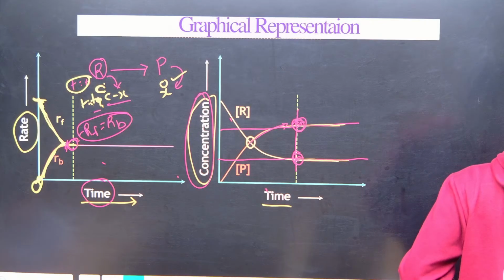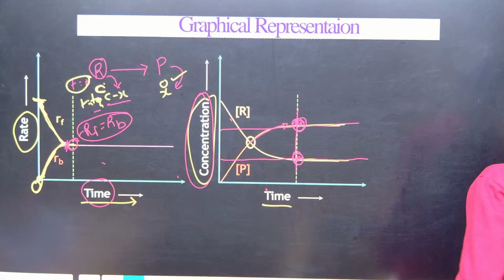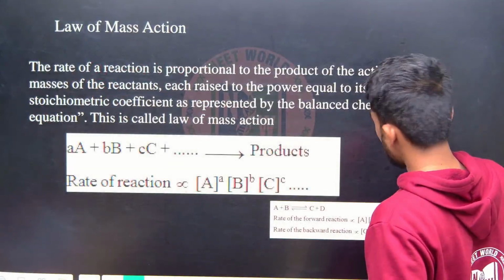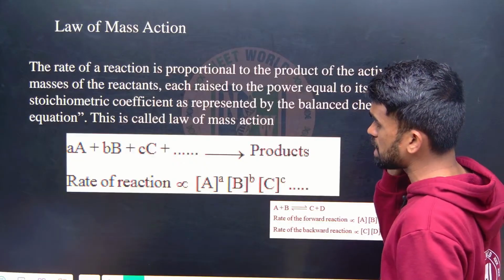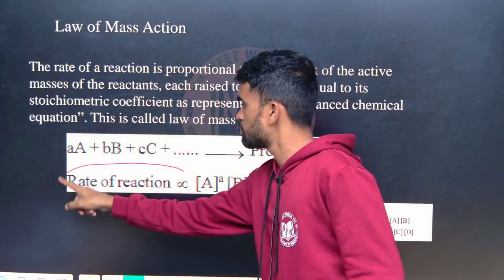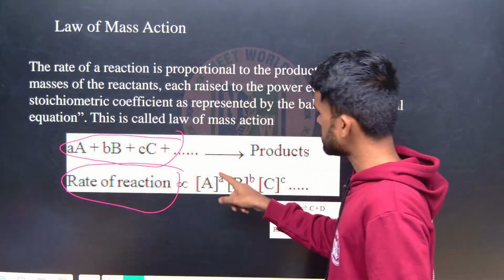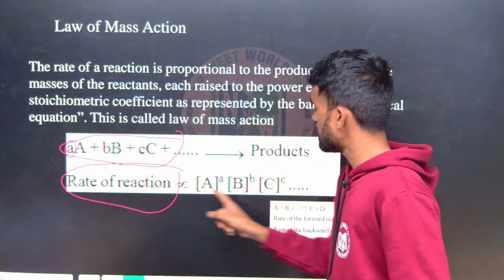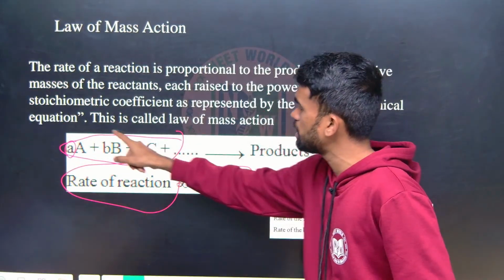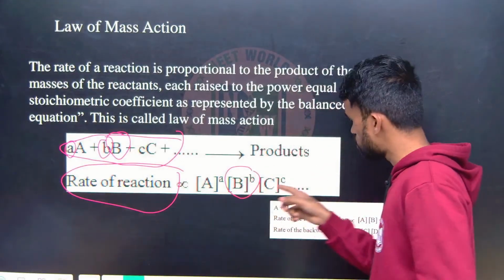Okay, we will move forward. Okay, this law of mass action I have discussed. What I told you, law of mass action means rate of reaction depends upon the concentration of its reactants. Concentration of reactant A to the power its stoichiometric coefficient, multiplied with concentration of B to the power its stoichiometric coefficient. Like this we need to write.